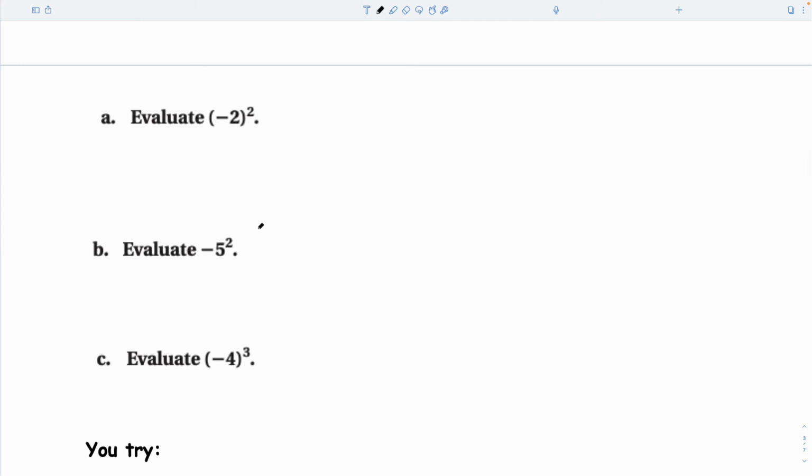I want you to look at A and compare it with this. What is the difference between the first one and the second one? Get ready to talk to your partner. What's the difference between this and this? Go. And what might that change about it? If you've already answered it, what might be different?